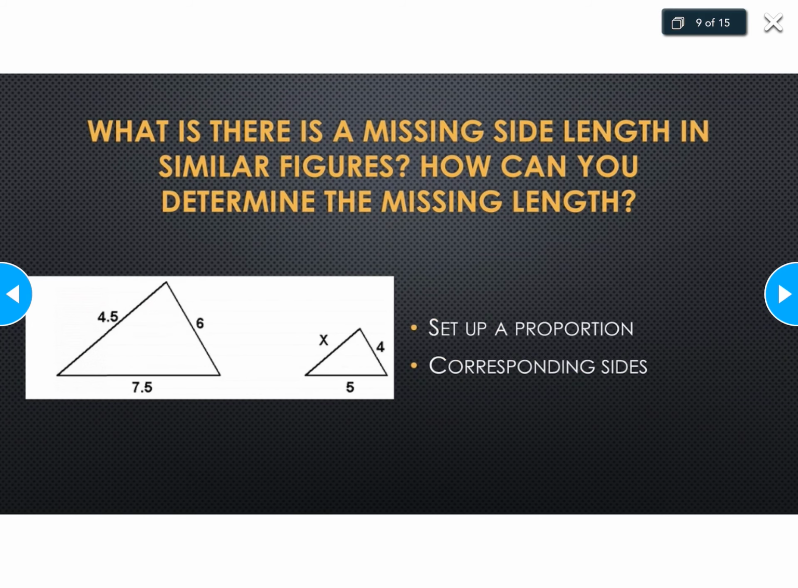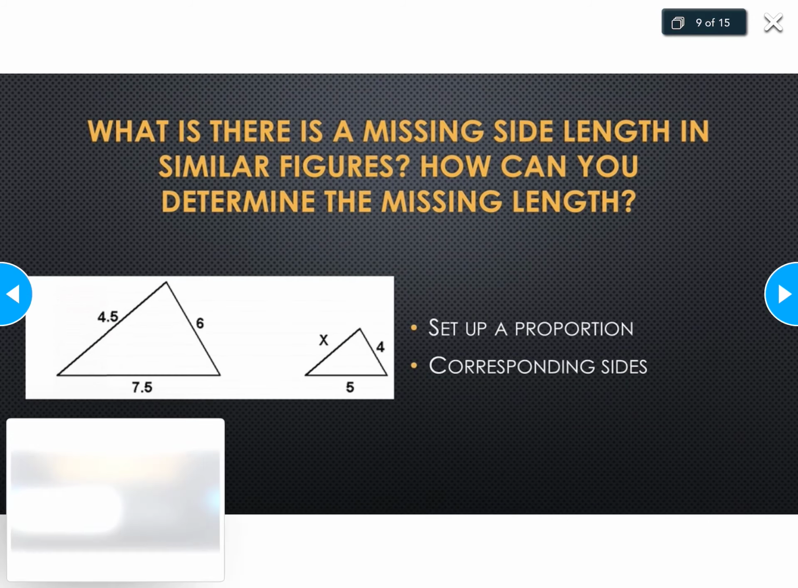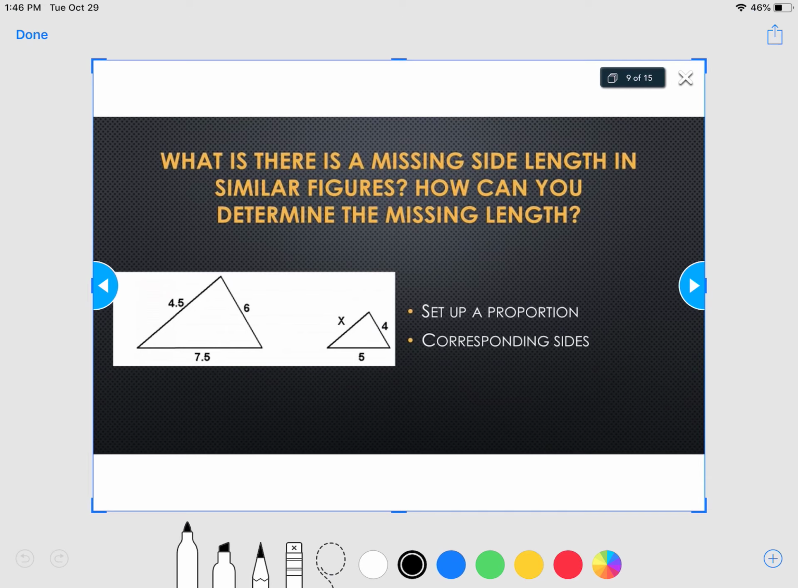Last thing that we were supposed to be doing today is setting up proportions, okay, to find the missing sides. So I'm going to go ahead and screenshot this so that I can use this. Okay, I want to set up a proportion so I can find the missing side. Well, let's go ahead and figure out which sides correspond. Which side corresponds with 4.5? X, right? And which side corresponds with 6? 4. Good job. And then yellow is 7.5 and 5.